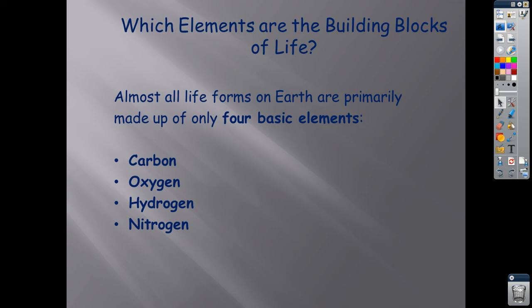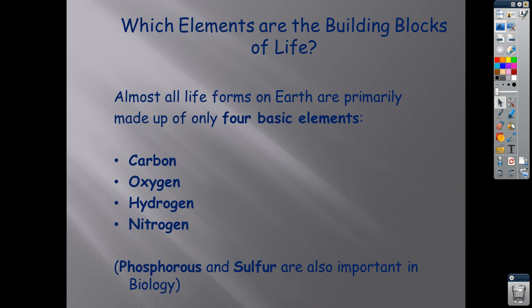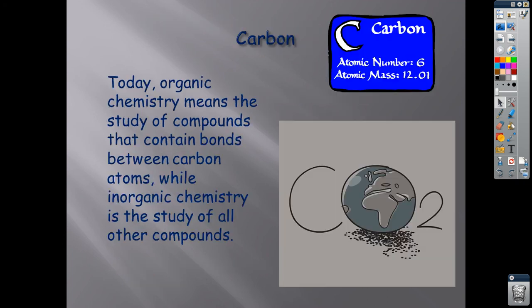I also want to point out that in biology, phosphorus and sulfur are pretty important as well. I've mentioned this in class before: even though biology is very important, I recognize that chemical reactions that occur within the body, throughout the body, and even around us are vital for life. And so phosphorus and sulfur are 2 elements that allow that to happen.